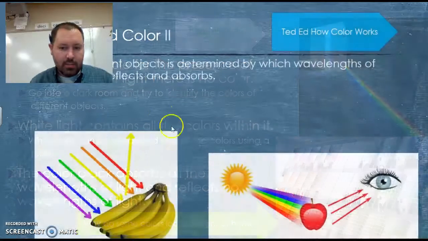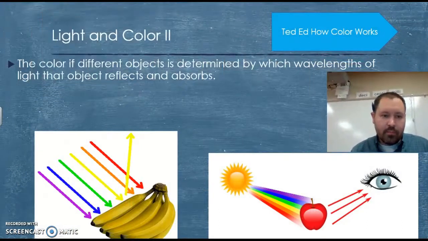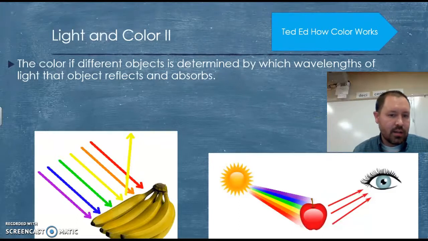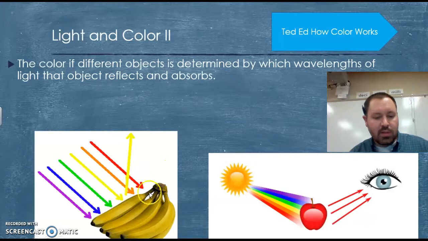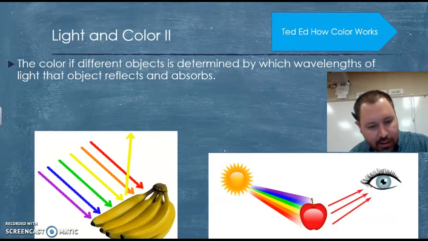Let's go to the next slide. Here's the crazy thing about color. The color of different objects is determined by the wavelength of light that the object reflects and absorbs. Here's what I mean. If you look at these bananas down here, I'm going to go ahead and tell you that these bananas are not yellow. And you're thinking to yourself, no, you can look at them very clearly. They are yellow. No, they're not.